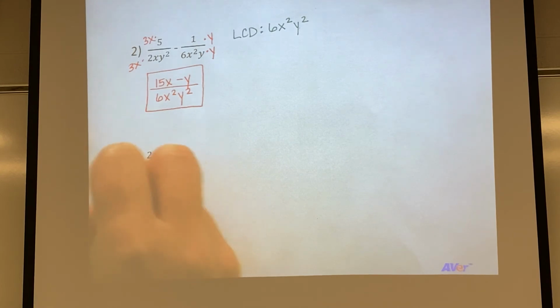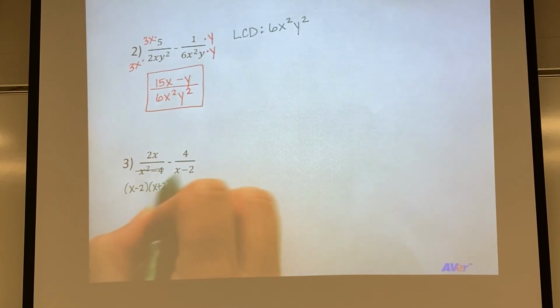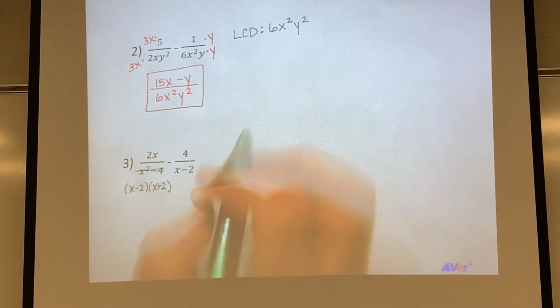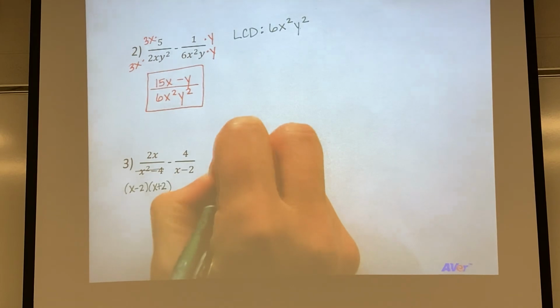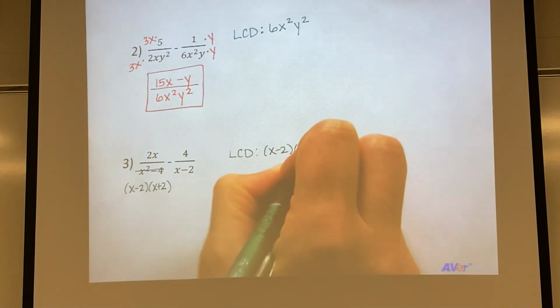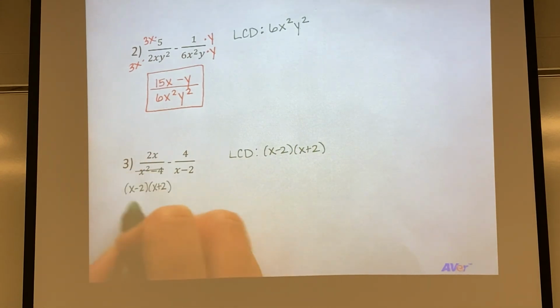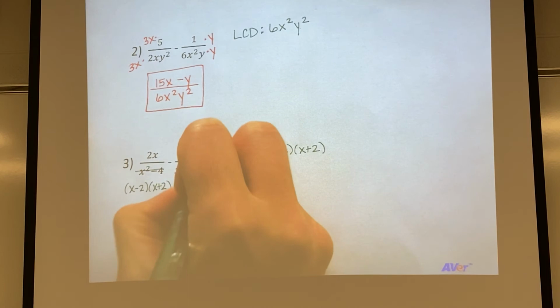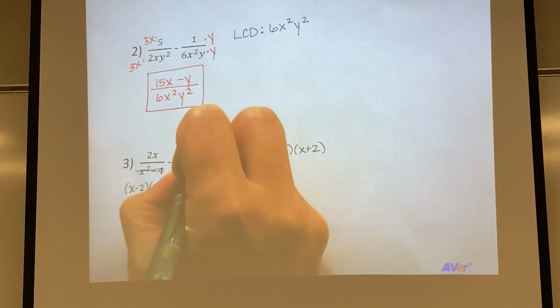And you can see now that when it's in factored form, it's easier to compare. So we can see that they both have an x minus 2, but this one over here doesn't have an x plus 2. So our LCD would be x minus 2, x plus 2. And our first fraction wouldn't have to be multiplied by anything. But our second fraction would have to be multiplied by the x plus 2 that was missing.